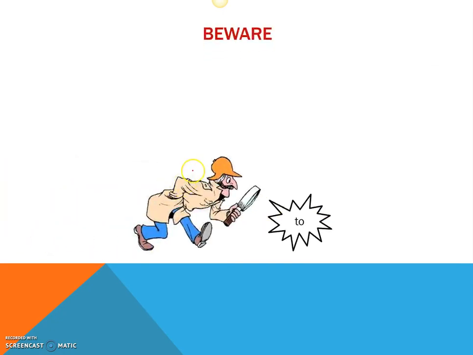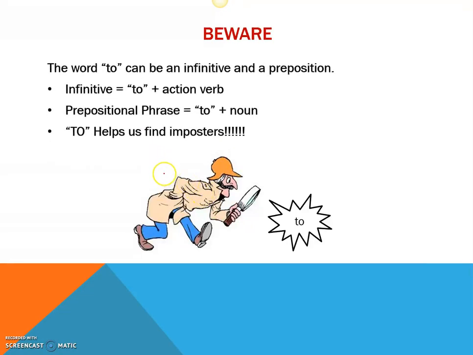All right, before I was talking about being aware of the word "to." The word "to" can be an infinitive and a preposition. Infinitive equals to plus an action word. Preposition equals to plus a noun. So the word "to" helps us find imposters. So if you see the word "to" in there, you have an imposter. Just be careful to figure out which one it is.